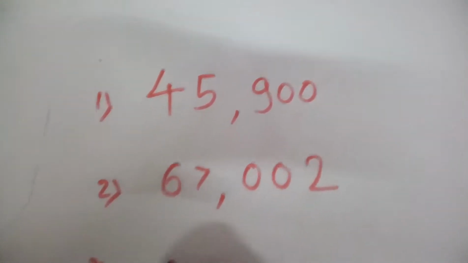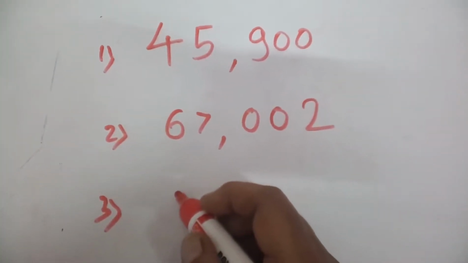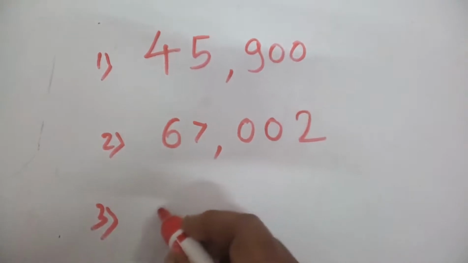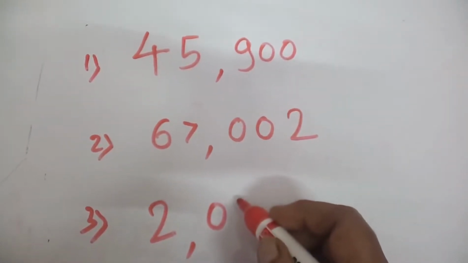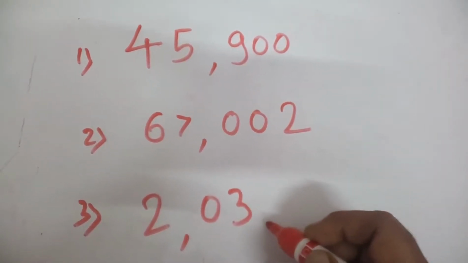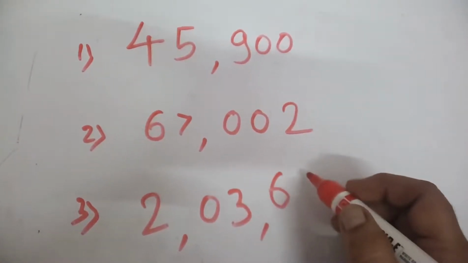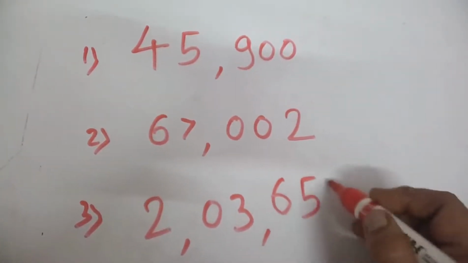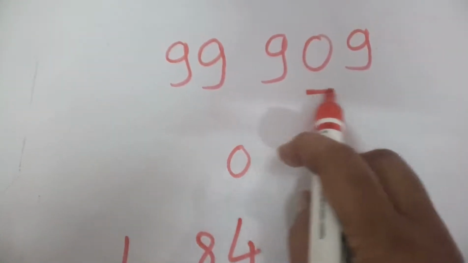The third one is 2,03,654. 2 lakh. There is no number at 10,000s place. 3,000. Again I will give comma, 654. Then 99,909. And the underlined digit is 0.